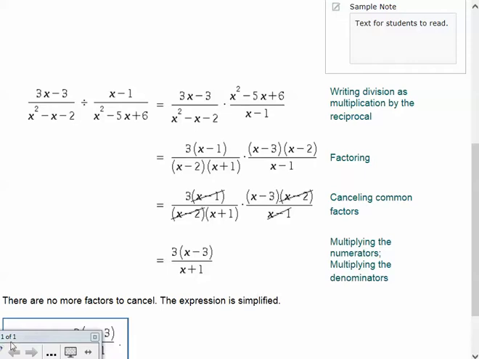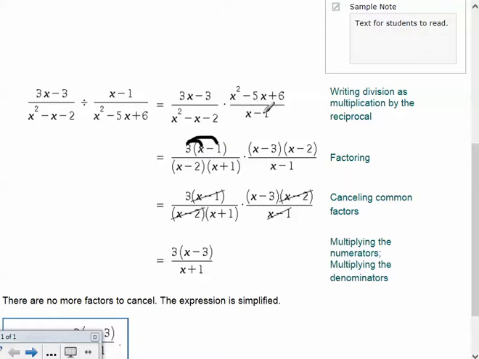So we have to ask ourselves, can we cross cancel anything? Well, it doesn't look like it when it's in this form here. So let's go ahead and factor anything that we can just to see if there are any common factors. 3x minus 3, I can say that's the same as 3 times x minus 1. The x squared minus x minus 2 can be factored into x minus 2 times x plus 1.